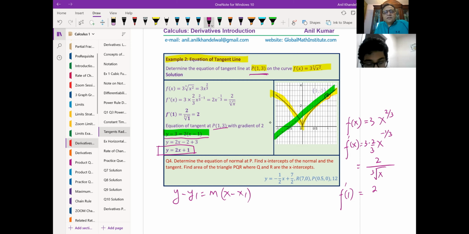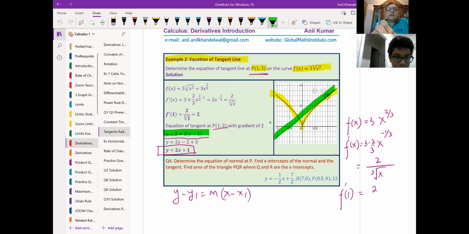Now, here is a thinking question for you based on what we have done just now. Question number 4. Can you please read question number 4? Determine the equation of the normal at P. Find the x-intercepts of the normal and the tangent. Find the area of the triangle PQR where Q and R are the x-intercepts. So this is a great question which is normally seen in test papers.